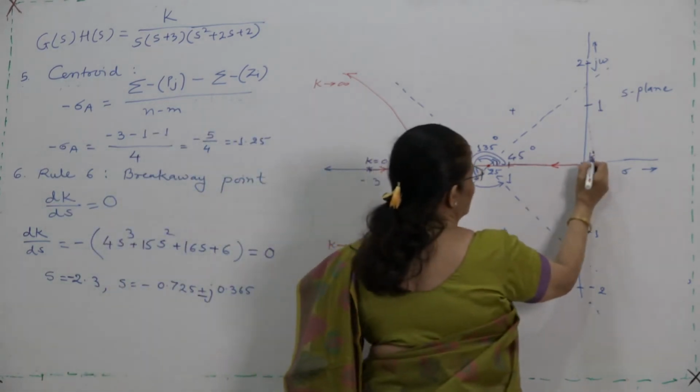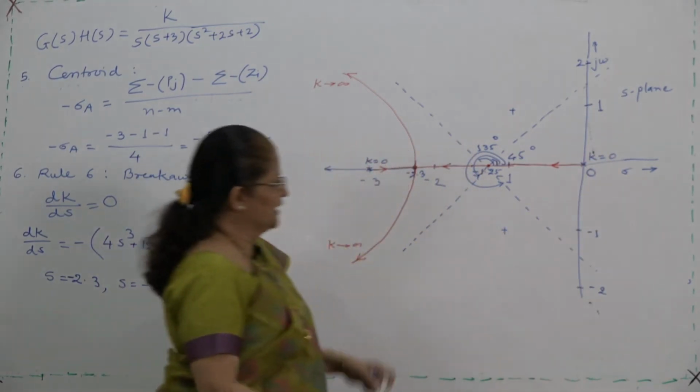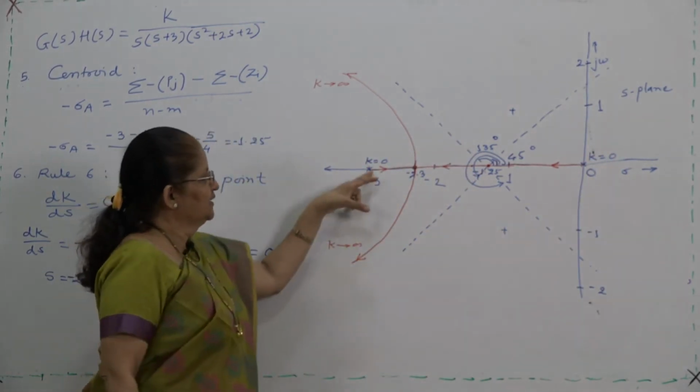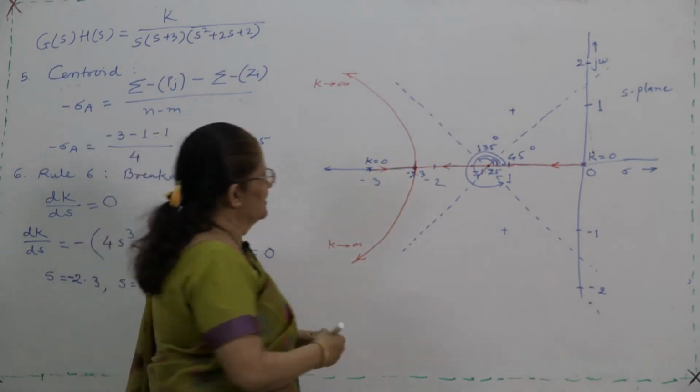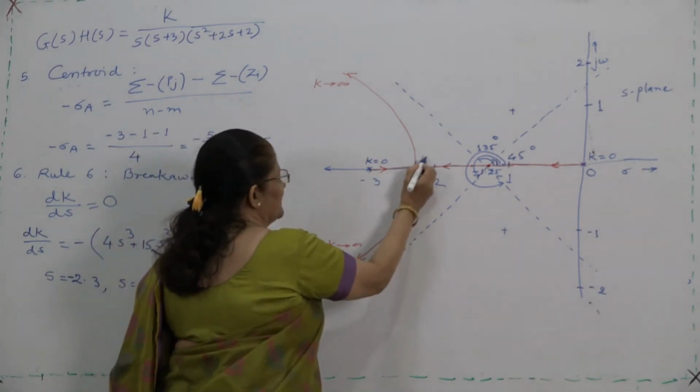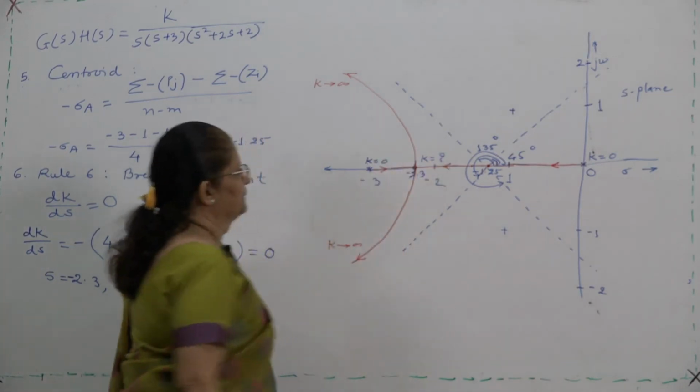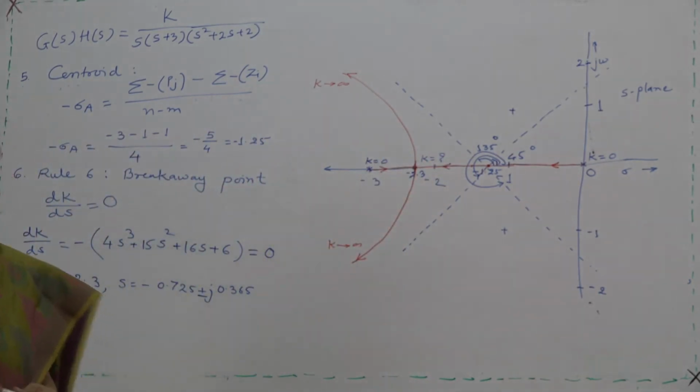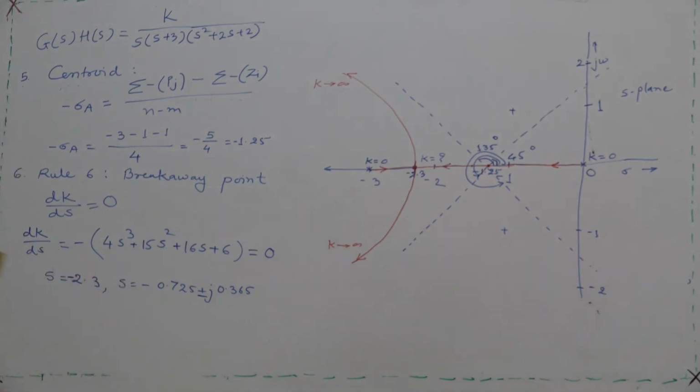Now, the remaining two branches will start from these two poles. We will see those later. Before that, note that when the value of k is 0, it will start from an open loop pole. So, at minus 3 the value of k is 0, and at 0 the value of k is 0. As k goes on increasing, the branch moves in this direction. Now my question is, what is the value of k at minus 2.3? How do we find the magnitude of k at the point minus 2.3?